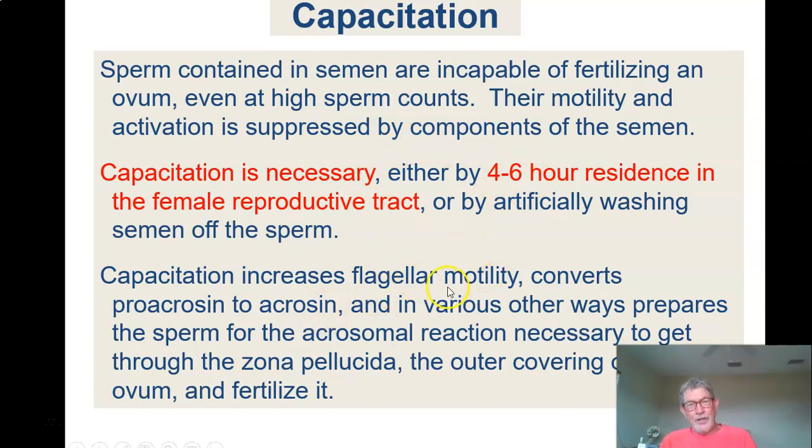The flagellar motility, the little whip-like tail that allows the sperm to swim, also turns on the enzyme that is going to allow that sperm to eat through the eggshell once it finally reaches the egg.